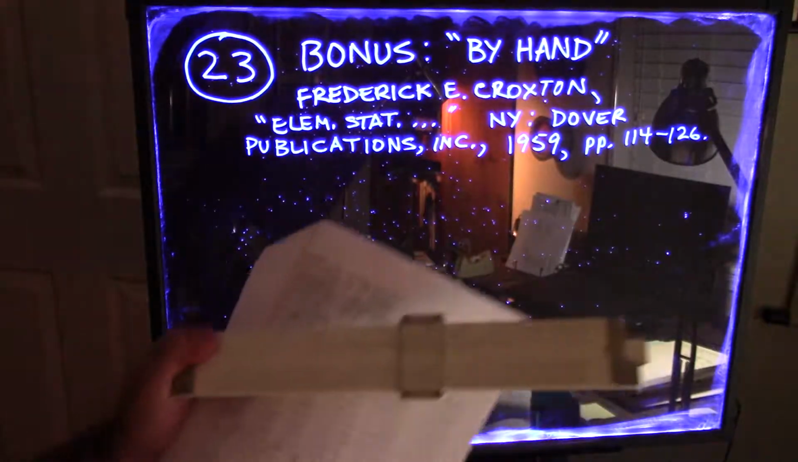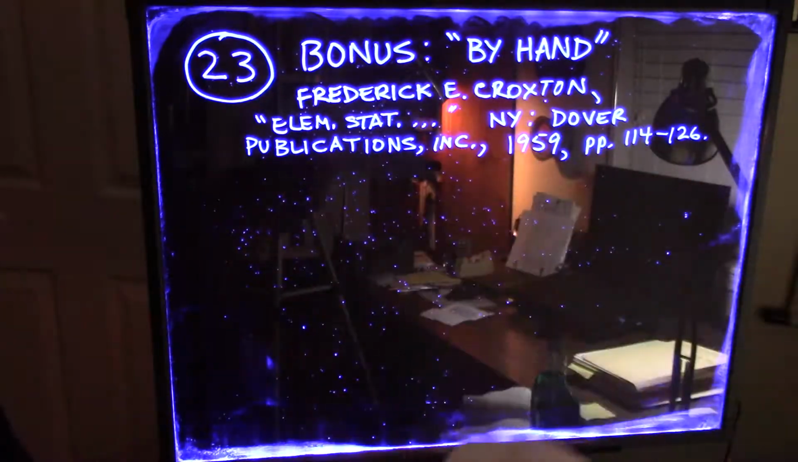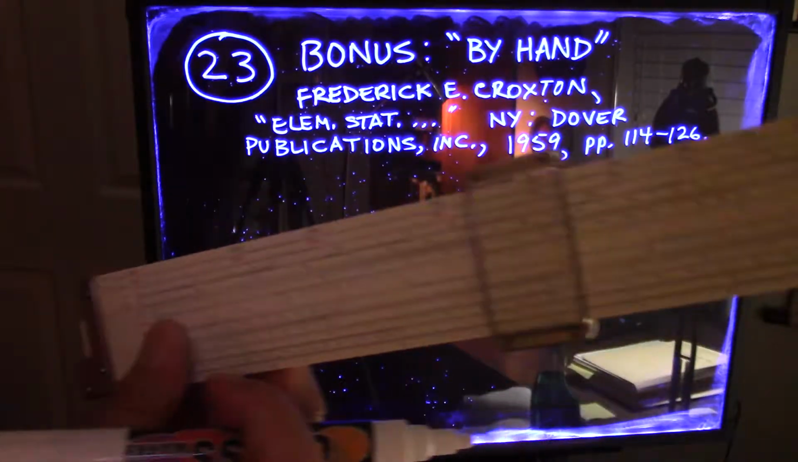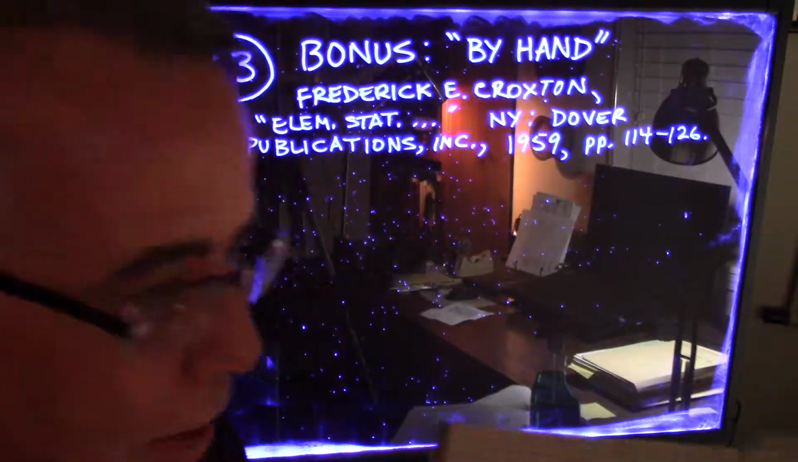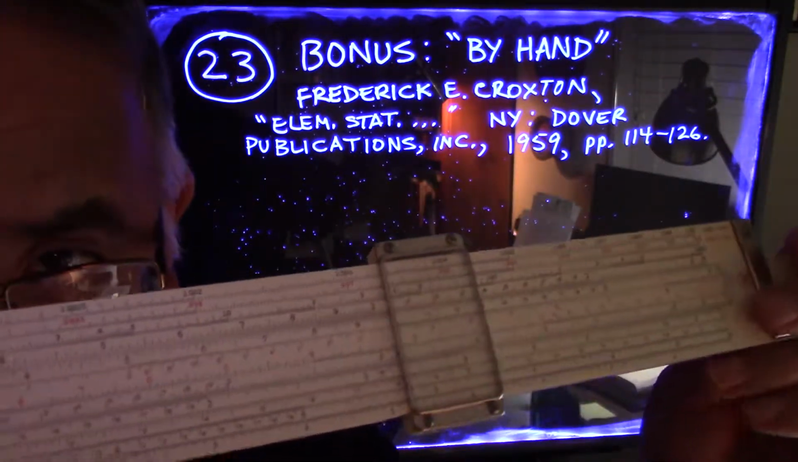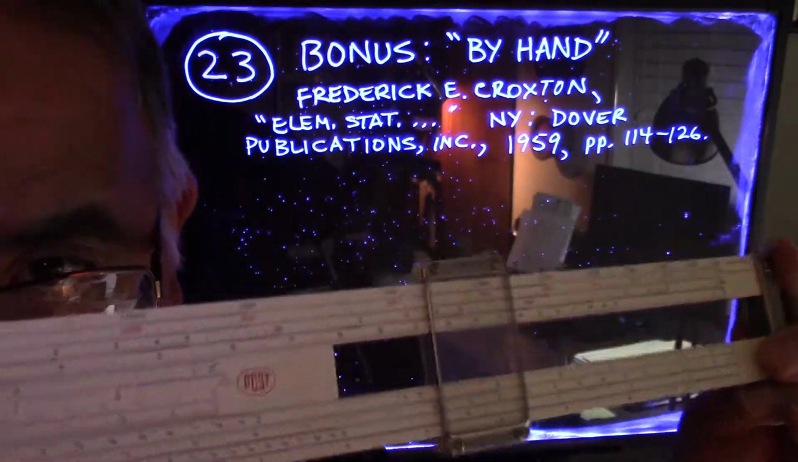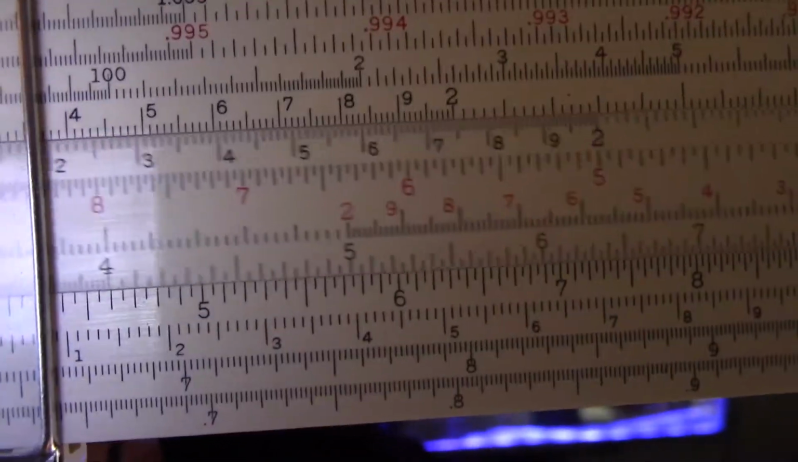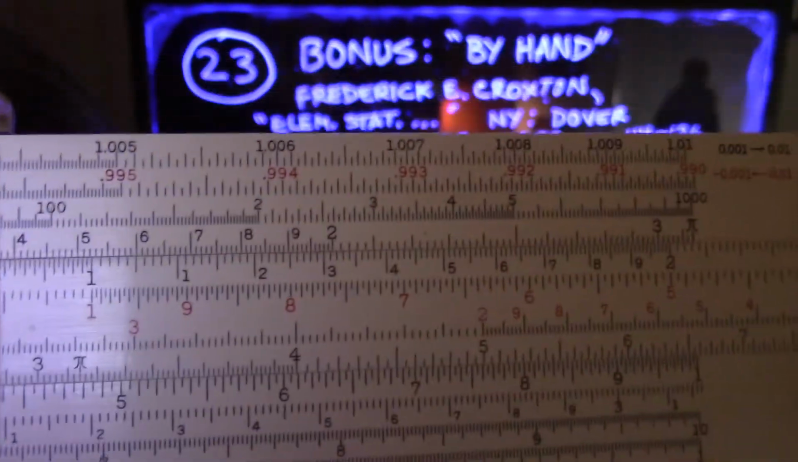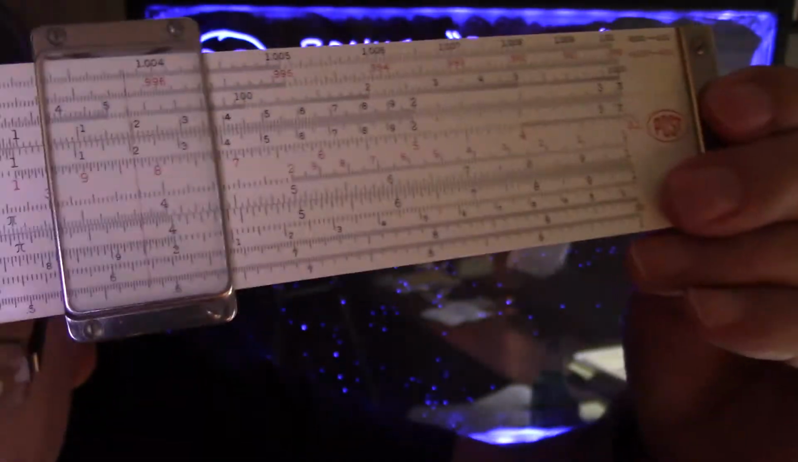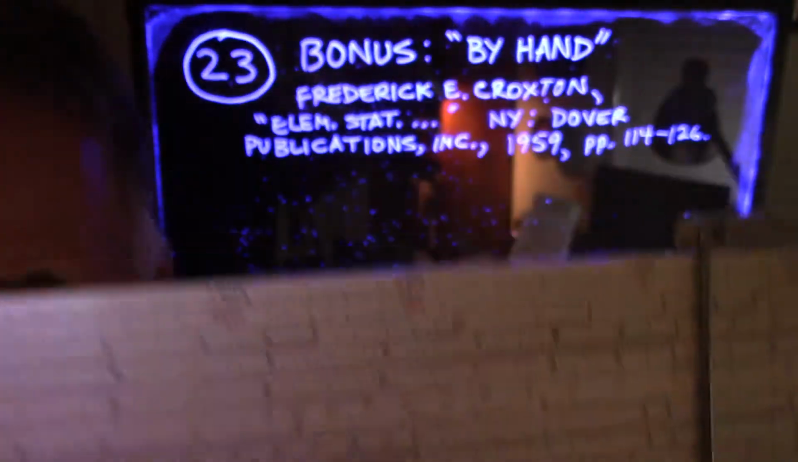Here's a post-Versalog slide rule, and the center portion will slide back and forth, alright, and the markings are very precise. They're engraved very, very accurately. It's done with a logarithmic scale, okay, so there's some art and some skill to use these.